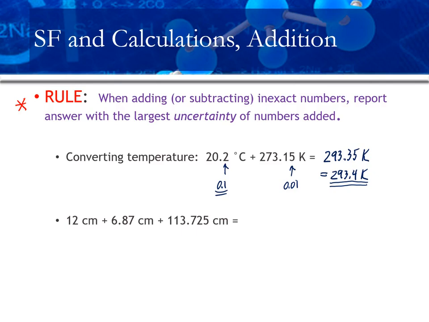As a second example, if we were to add 12 centimeters plus 6.87 plus this number, and we just blindly write down the number, the resulting number would be 132.595 centimeters. But here we want to keep an uncertainty of 1 centimeter, so we're going to round to the 1 centimeter place, and this is unambiguously a number that should be rounded up, since 595 is closer to 1,000 than it is to 0. In the proper rounding, this is 133 centimeters. And the biggest trick is simply to remember that we have a different rule for addition and subtraction than we do for multiplication.